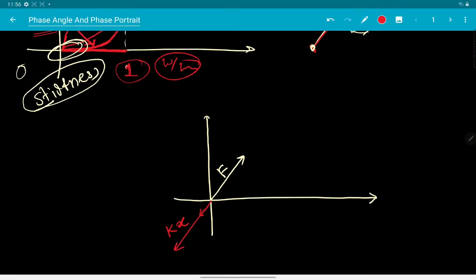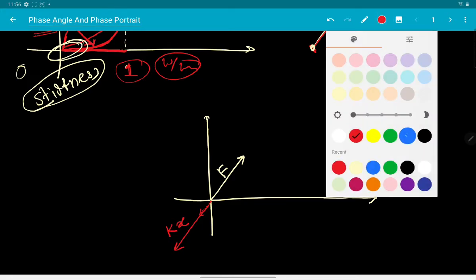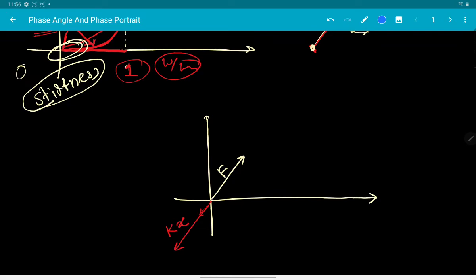Now if this is kx, this is x, then how is mx double dot going to look? This will be x double dot, and hence mx double dot will start from here and end over here. So these are the three forces. One is kx, which started from here and ended over here. Then mx double dot started where kx ended, at this point, and ended where f has ended.